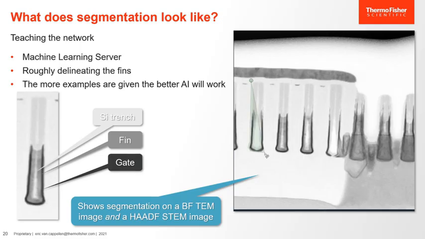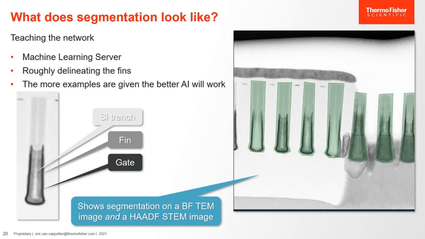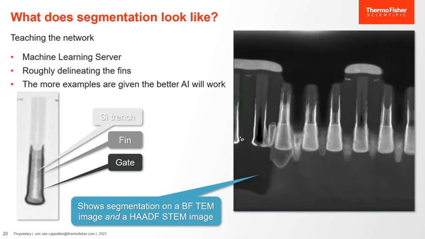So what does segmentation look like? How do you basically train the network? And here's an example of an operator teaching a neural network what a gate fin structure in a transistor looks like. And he does it both on bright field images as here, and later on he'll do it on a dark field image. And also notice that he's not doing a perfect job. He is approximately delineating the fin gate structures. And here he's doing it on a dark field image.